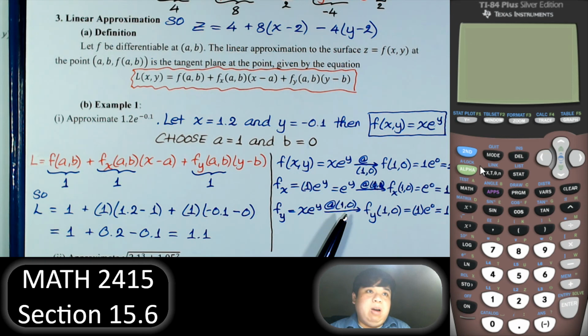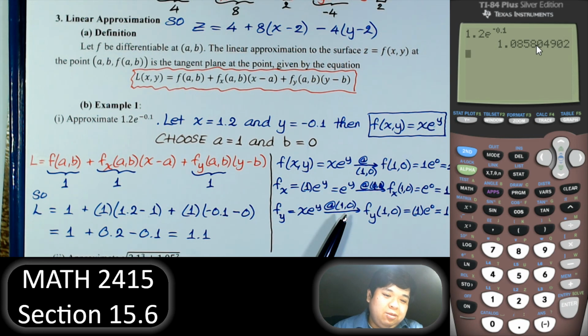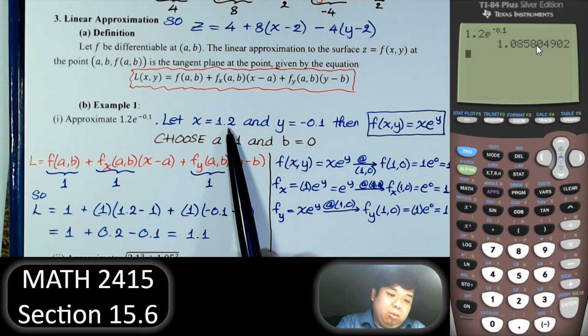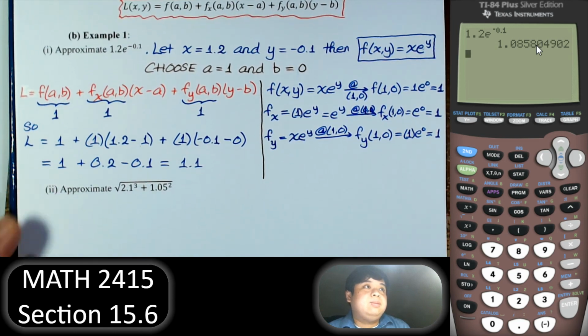So let's just use a calculator to approximate. If we have the calculator, you see, we have 1.1 and the calculator has 1.085. So it's close enough. The closer the point is to a and b, the better the approximation is. But this one is close enough.